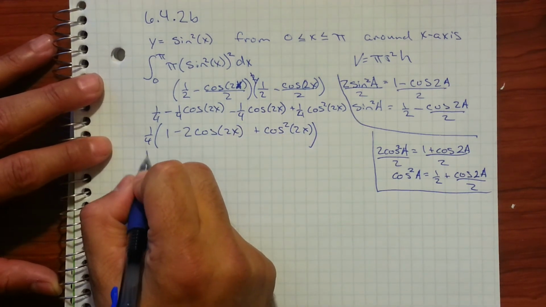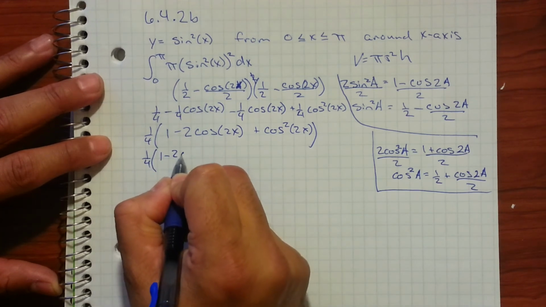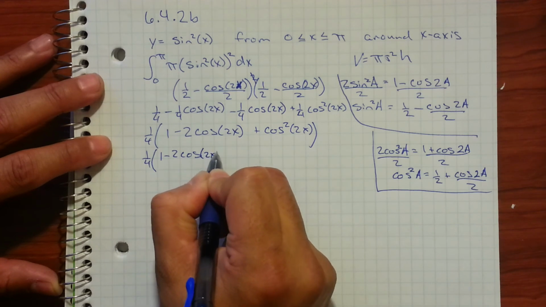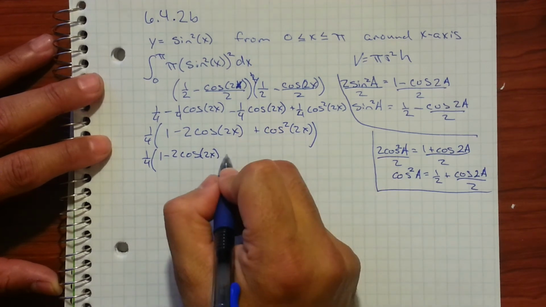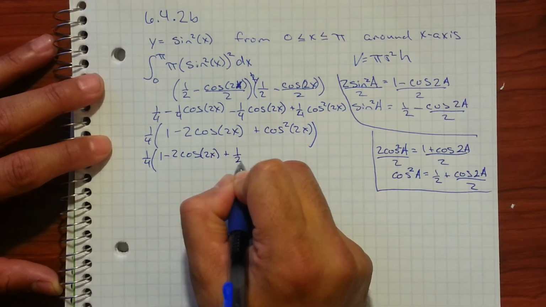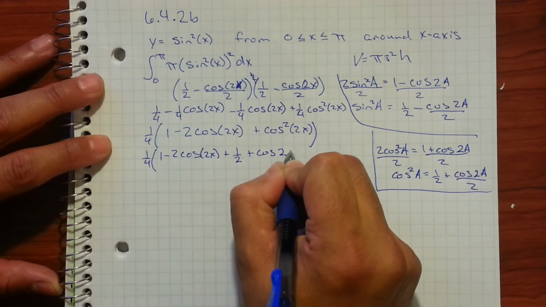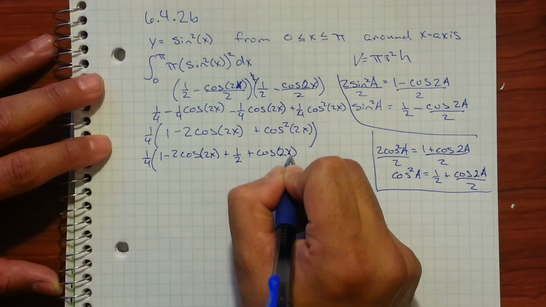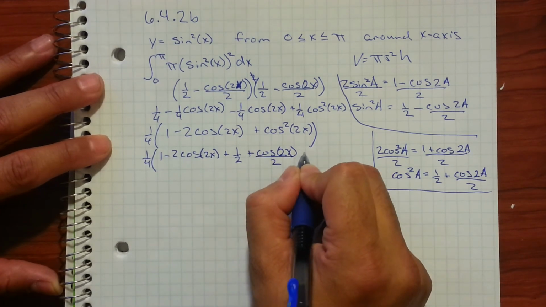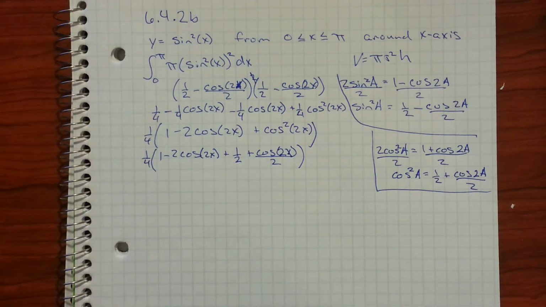So let's take a look. I'm going to have 1/4 still out here. 1 minus 2 cosine 2x plus, so I'm replacing it, I have 1/2 plus cosine 2x over 2 right here. Okay, so now from here I'm going to go ahead and I have to combine like terms from this, and this is going to help me out a whole lot.